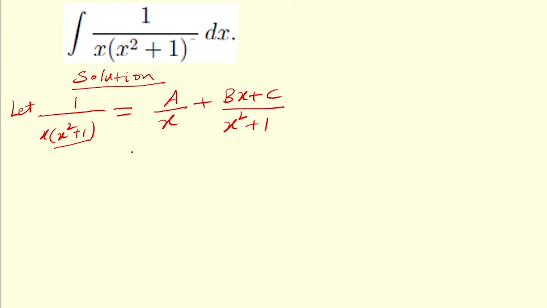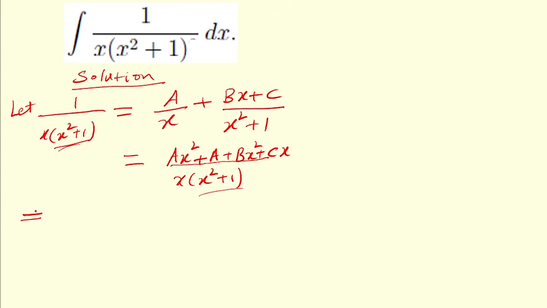Then from addition of fractions, we crisscross and take the denominator, the product of the two denominators, x times (x squared plus 1). Crisscross: ax squared plus a plus bx squared plus cx. So these two rational functions are equal and have the same denominator. That implies the numerator 1 is equal to ax squared plus bx squared, a plus b common factor x squared, plus cx plus the constant a.